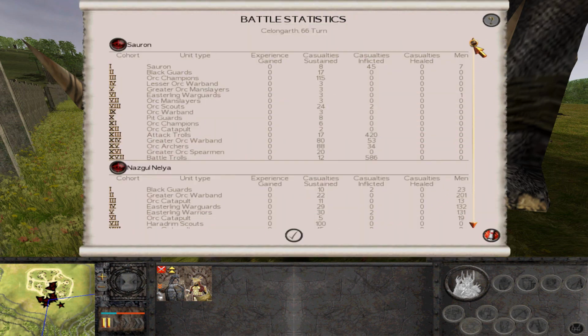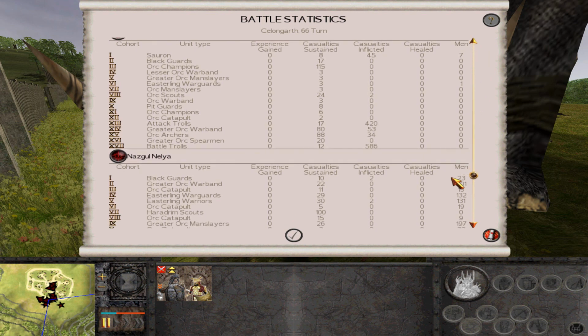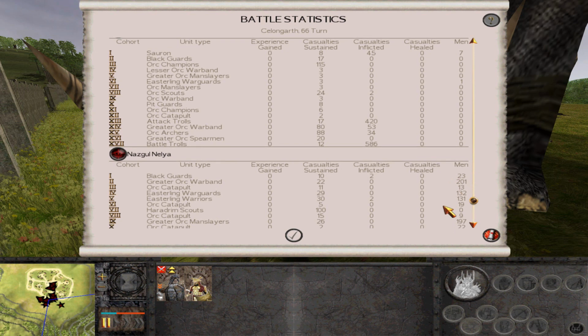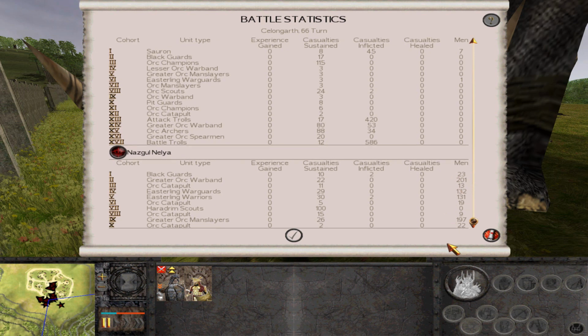Okay, detailed statistics. Sauron killed 45. Attack troll killed 420. Battle trolls killed 586.